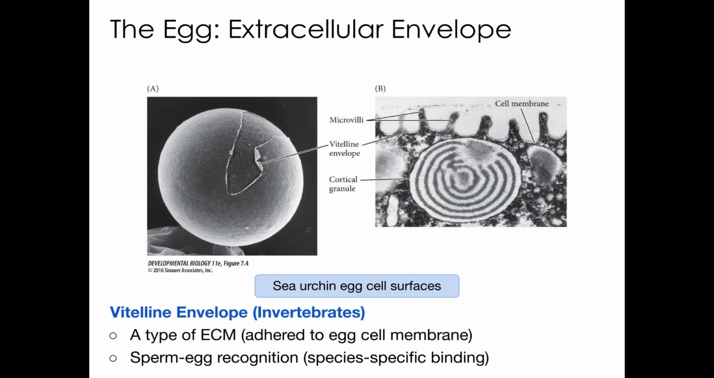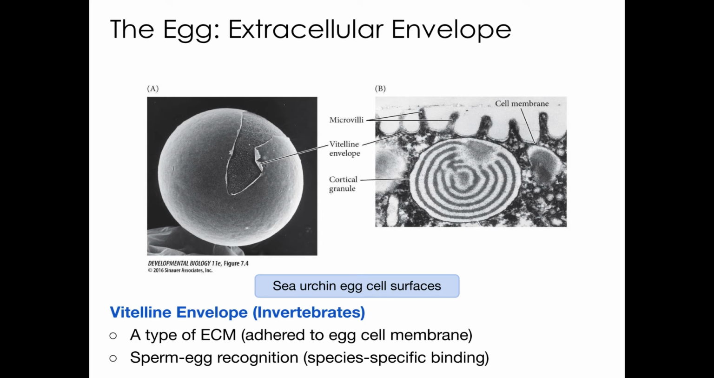Surrounding the membrane of the egg, there is an extracellular matrix, which in invertebrates like the sea urchin is called the vitelline envelope. And this is what's being pulled away from the egg here. The vitelline envelope contains glycoproteins, and it adheres to the cell membrane by proteins, including glycoproteins, that project from the cell membrane. As we'll see, the vitelline envelope is important for species-specific fertilization.